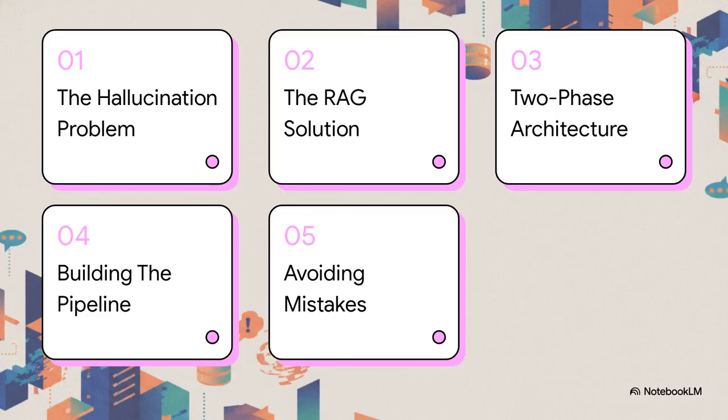Okay, so here is our roadmap for today. First, we'll unpack the hallucination problem. Then we'll introduce the RAG solution, break down the two-phase architecture, actually build out the pipeline, and finally, look at how to avoid some common mistakes. Let's get right to it.